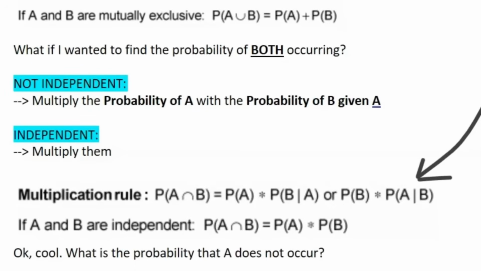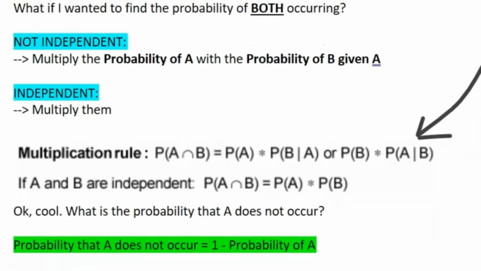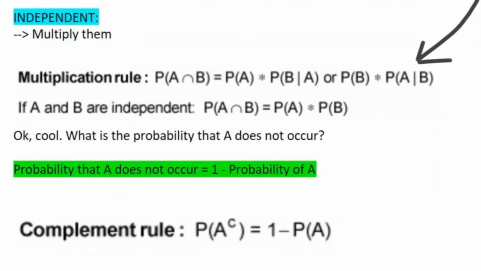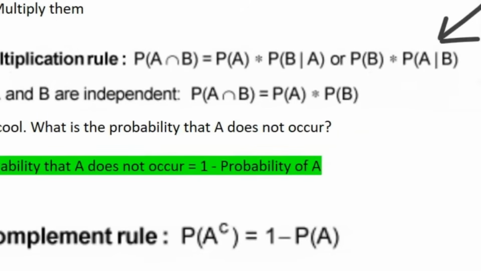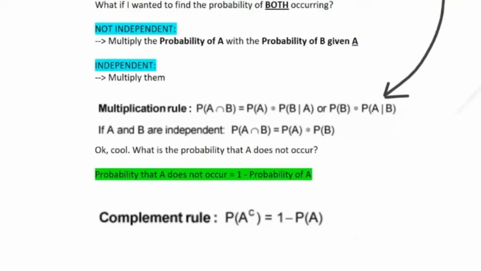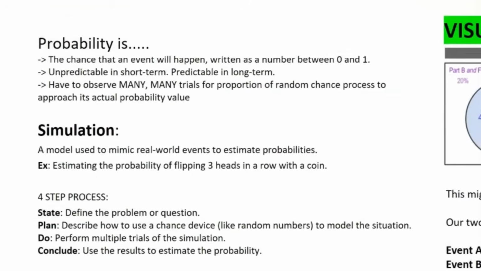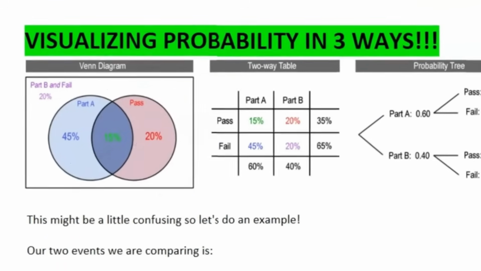Okay, so that's cool and all, but what is the probability that A does not occur? Well, the probability of A not occurring is just 1 minus the probability of A. That's given as a complement rule on your reference table as well. Actually, I'm not sure if this one's on your reference table, or reference sheet, so make sure you check that one. But we're going to move on to visualizing probability in 3 ways.